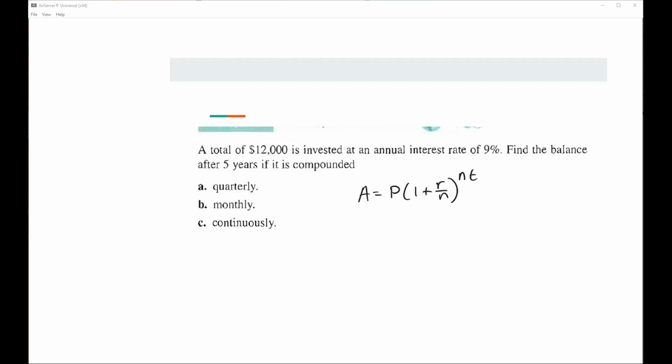All right. Okay. So the A is the amount. By the way, the big A is the amount.